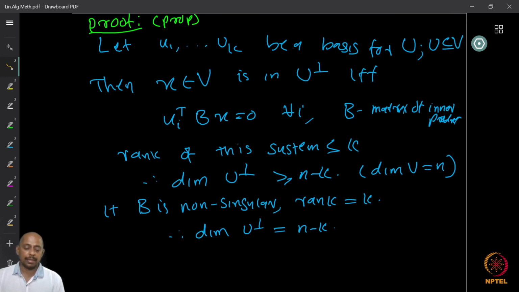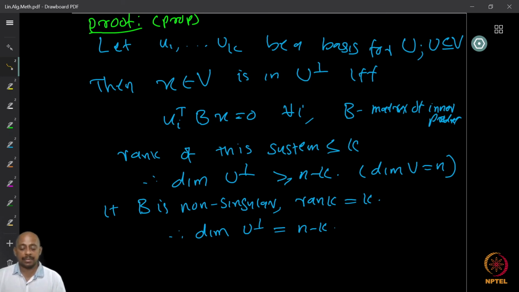Now, let us prove the proposition that we had earlier. If U1 to Uk is a basis for U, where U is a subspace of V, then an element x of V is orthogonal to U, that is, it's in U perp, if and only if Ui transpose Bx is equal to 0, where B is the matrix representation of the inner product. So for any vector Ui, we should have Ui transpose Bx equal to 0.